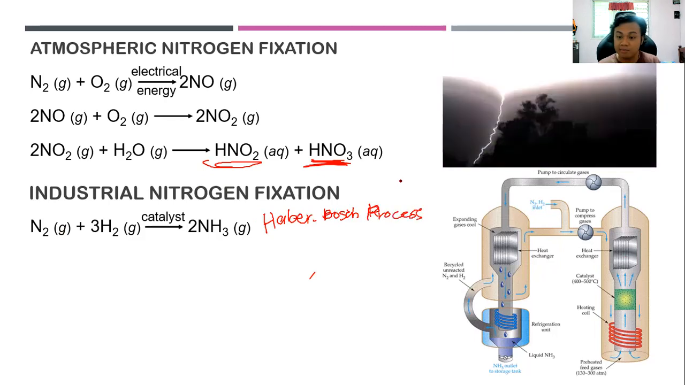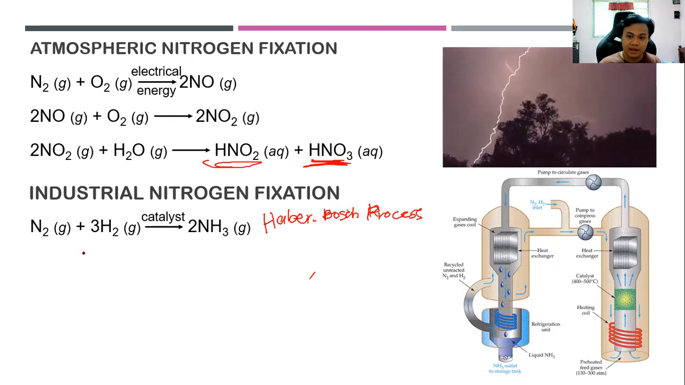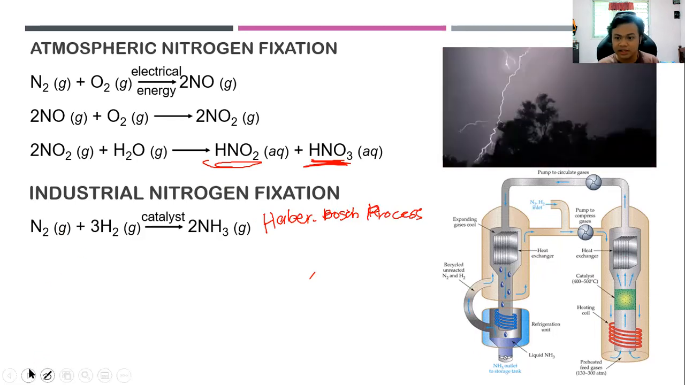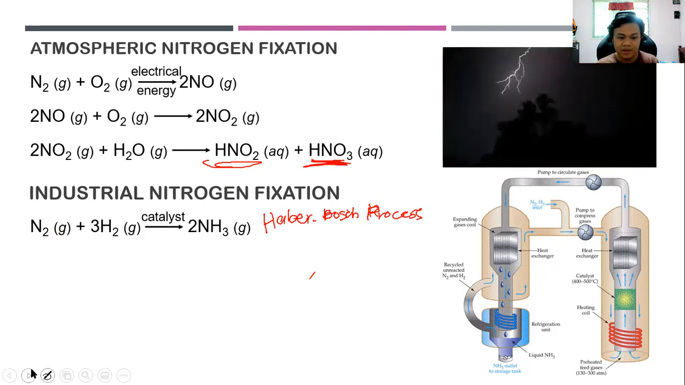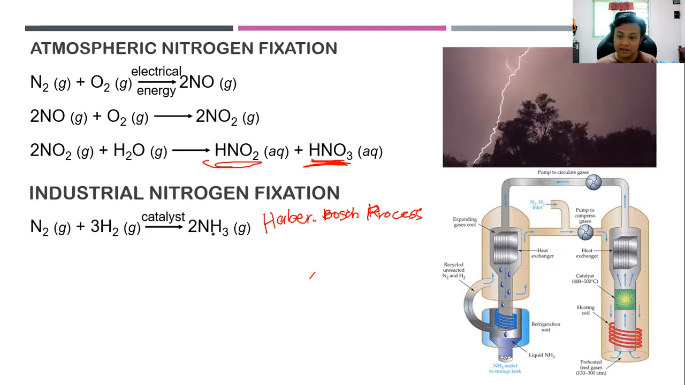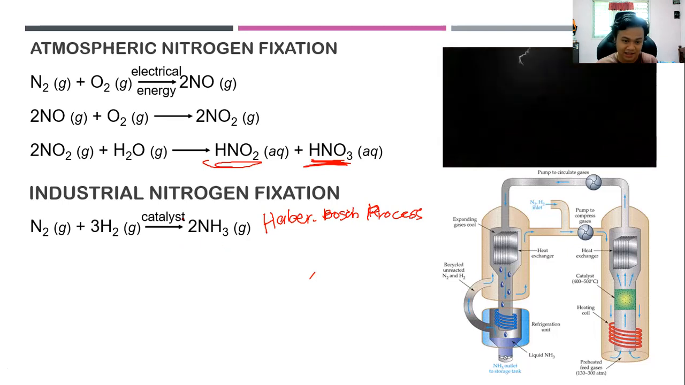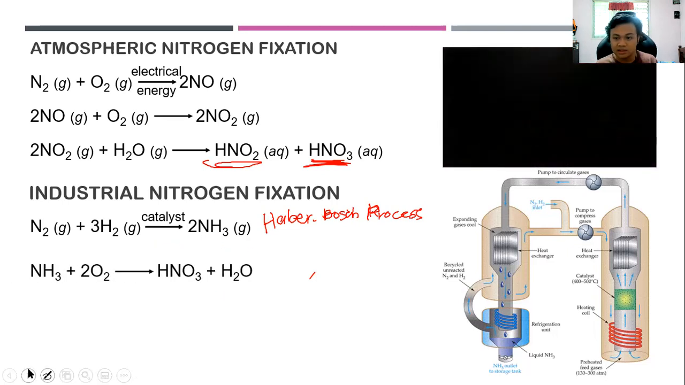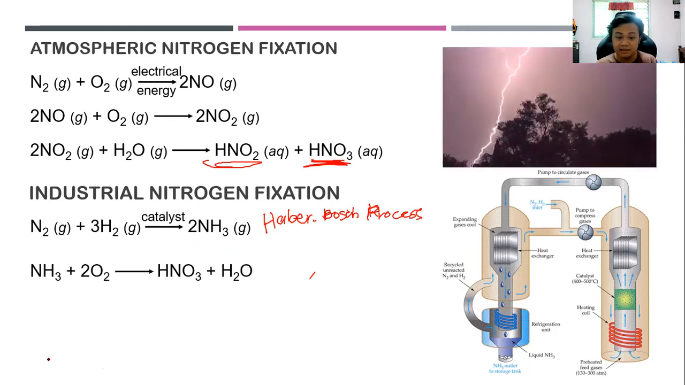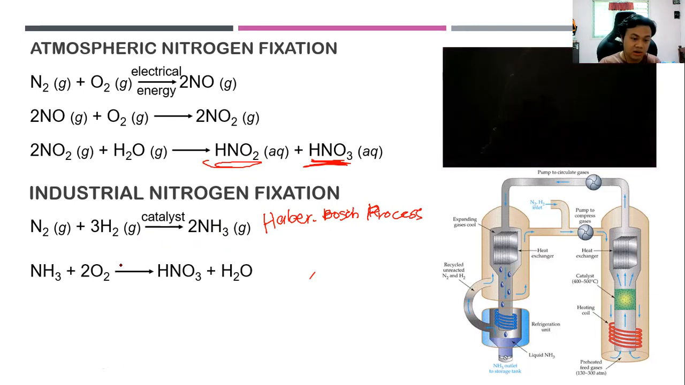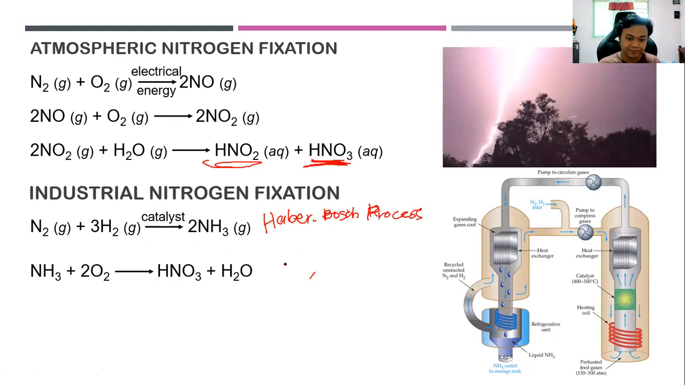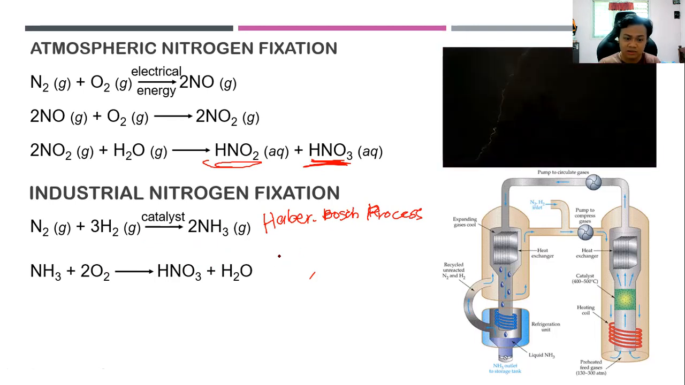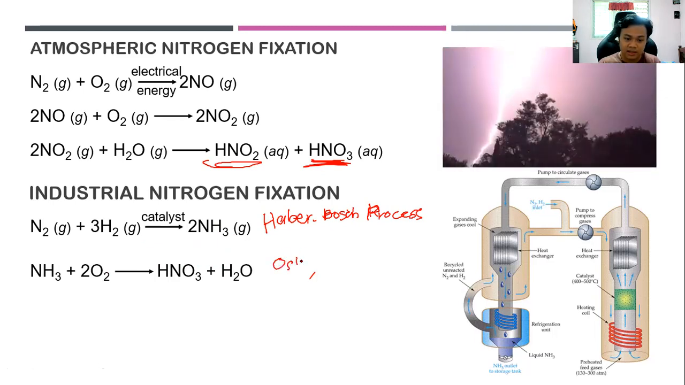So this is called the Haber-Bosch process, and it was discovered in the 20th century, the 1900s. And then that ammonia, this is the ammonia that we produce now, will be reacted with oxygen, so it will be oxidized. It is oxidized because oxygen is added, and this process is called the Ostwald process.